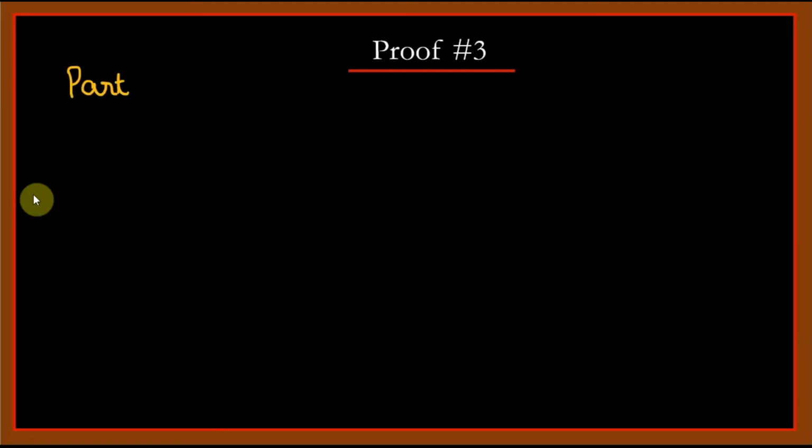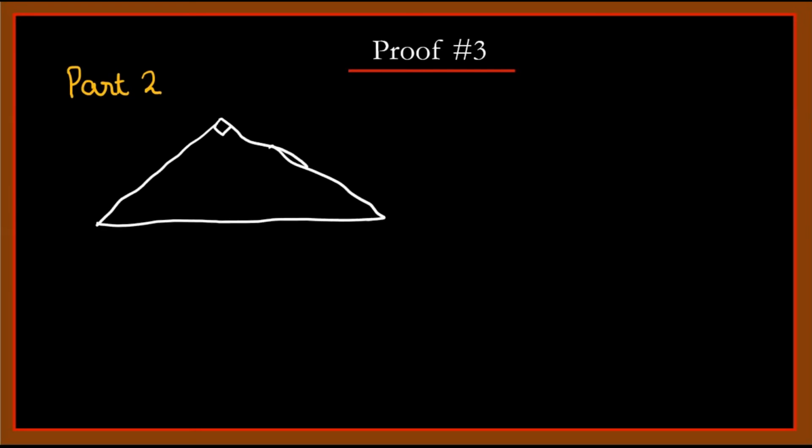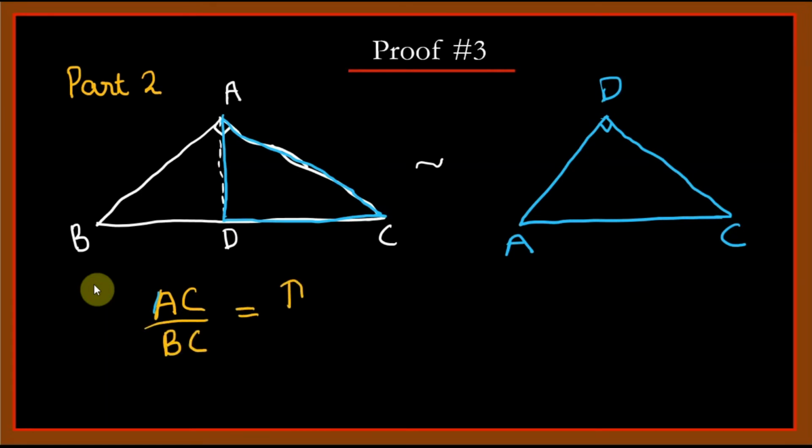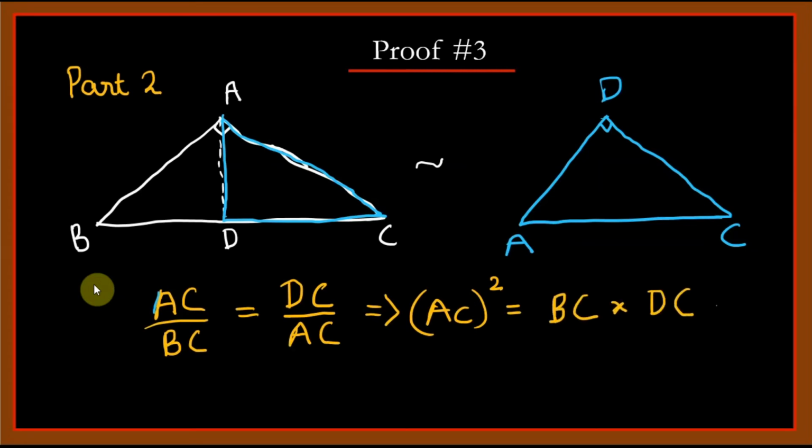In part 2, draw a right triangle ABC and a line perpendicular to base BC. The smaller triangle DAC is similar to larger triangle ABC and their sides are proportional. Therefore, side AC is proportional to base BC, and in the triangle DAC, side AC is proportional to base AC. By cross multiplication, we get AC square equals BC multiplied by DC, which is our second equation.